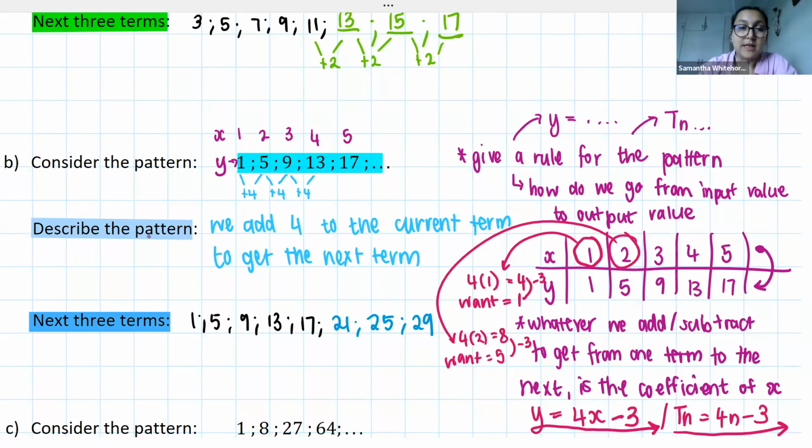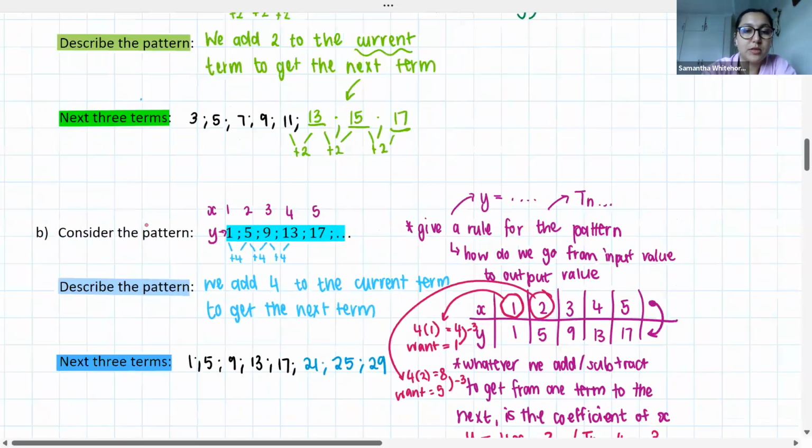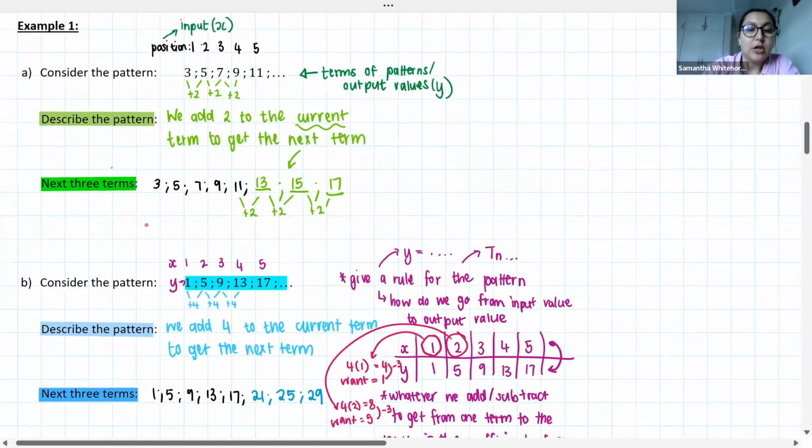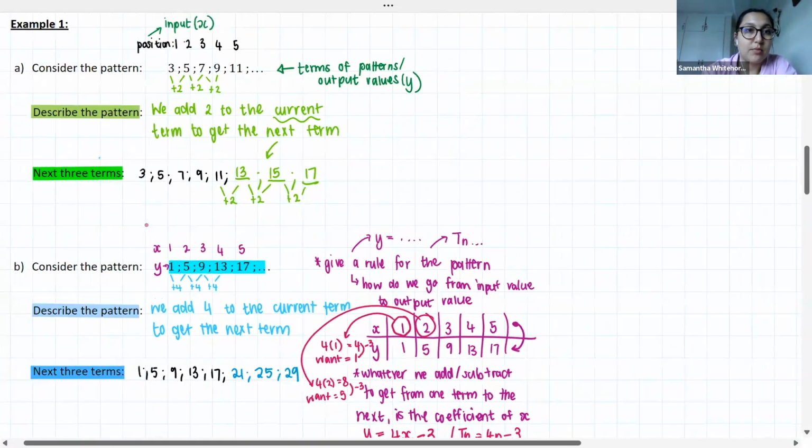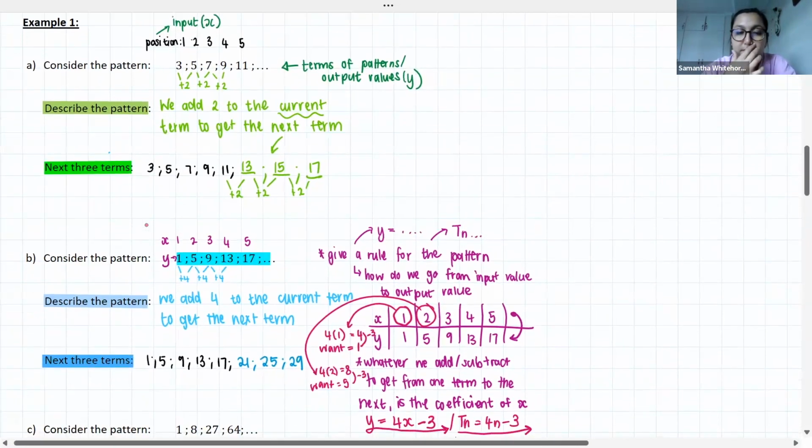But guys, really importantly, and again, we have done this, remember that your description and your rule are two different things. You describing the pattern is just telling me how you go from one output to the next output. The rule is linking the input and the output together and coming up with some algebraic equation or algebraic rule that describes our pattern. It's a very, very important difference. And that's why I'm saying again, it's very important that we read our questions carefully so that we're not giving the wrong bit of information according to what's been asked of us.